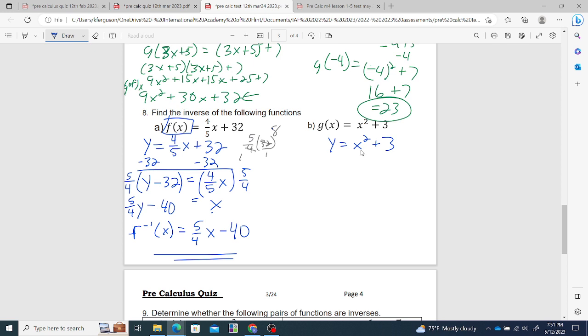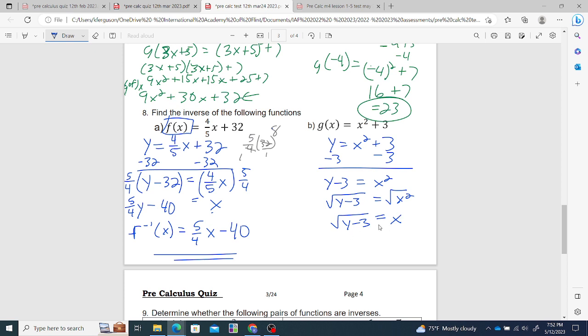I want to get x by itself. So the first thing I'm going to do is minus 3 from both sides. So that's y minus 3 equals x squared. So how do I get rid of an x squared? I need to think about that. Because this x squared, I do the opposite of squaring, which is square rooting. So the square root of y minus 3 equals the square root of x squared. That's going to cancel each other off. So I've got x. The square root of y minus 3, right?